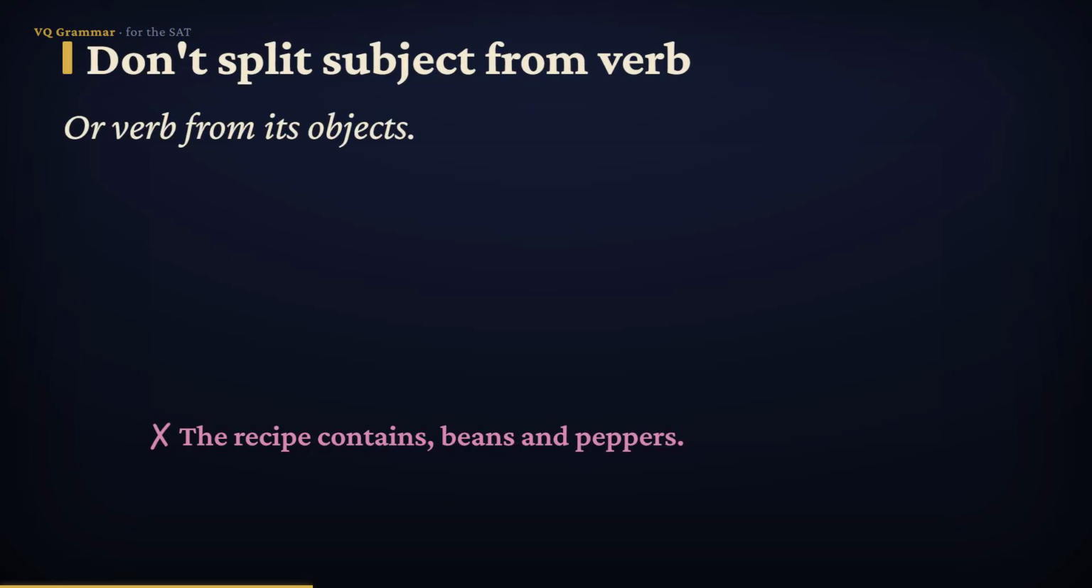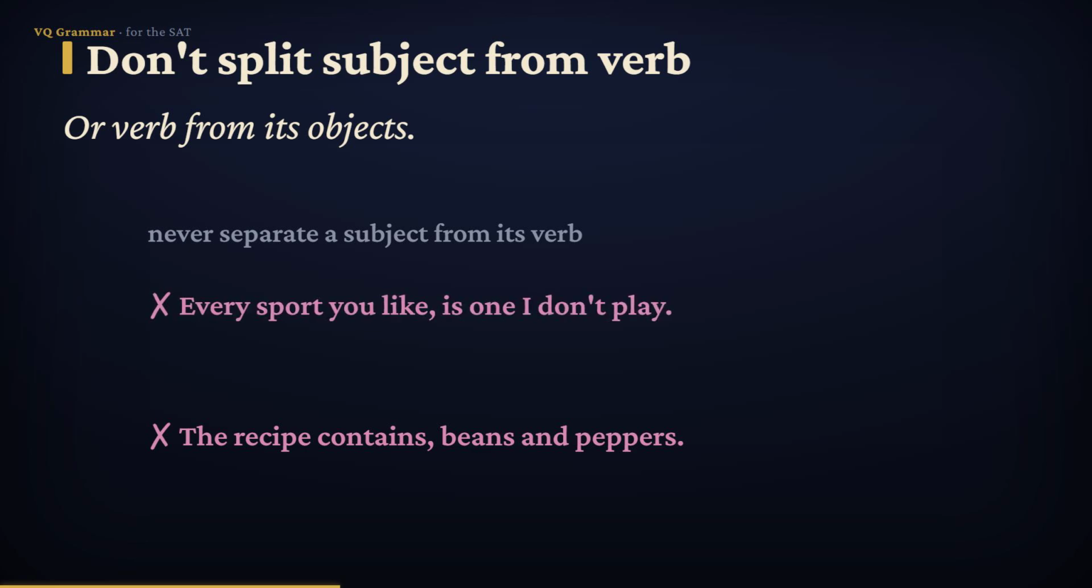Two more places a comma must never go. First, never put a comma between a subject and its verb. Every sport you like, comma, is one I don't play. Wrong. The subject, sport, reaches straight to its verb, is, so no comma. Every sport you like is one I don't play.